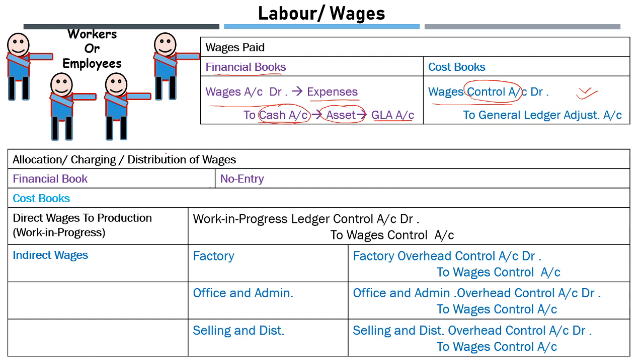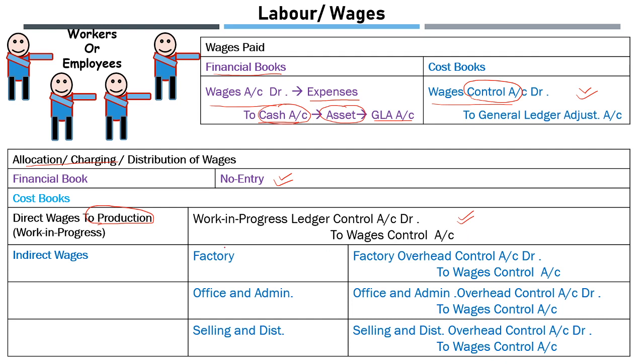Now when we allocate or charge these wages individually to individual departments, then the charge or distribution of wages is not recorded in the financial books, it is recorded in the cost books. So where the wages are charged in the cost books, wages control account is credited, and from where we charge our wages, in case of direct wages charged to the production, we debit the WIP ledger control account, credit to wages control account.